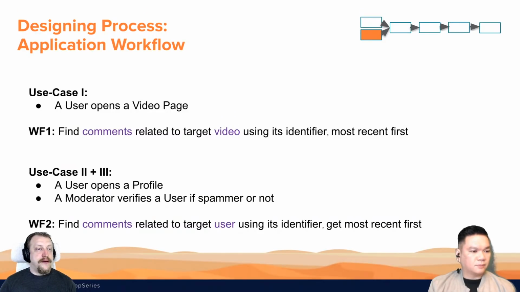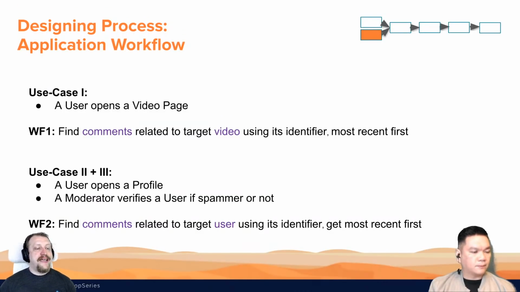And we work with application workflows. So what use cases are we going to cover? There are 3 use cases we will cover, just to avoid too much work for today. The first use case, user opens a video page. It means we have to show comments for this video. Workflow 1 sounds like: find comments related to target video using its identifier, most recent first. So we want to find comments for a video given we know the video ID, but we don't know the comment IDs yet because we have to retrieve them. We don't know their IDs.